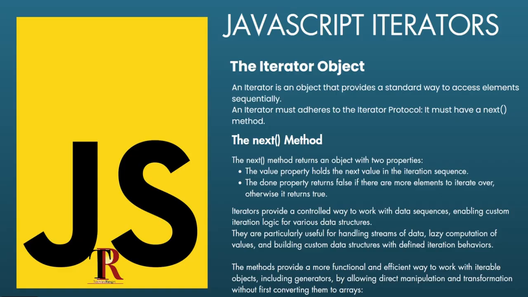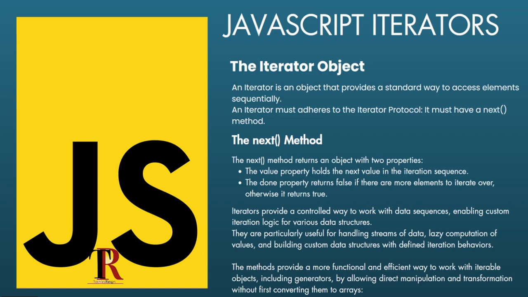Now, iterators provide a controlled way to work with data sequences, enabling custom iteration logic for various data structures. So why iterators? What is their use? What are they useful for? They provide a controlled way to work with data sequences, enabling custom iteration logic for various data structures. They are also particularly useful for handling streams of data, lazy computation of values, and building custom data structures with defined iteration behavior. So these are the usefulness and the benefits of iterators themselves.